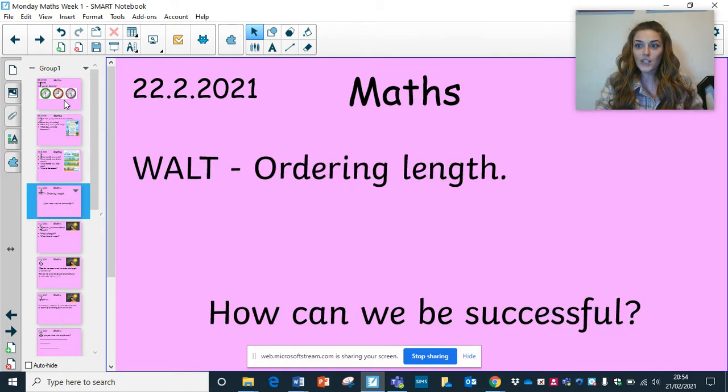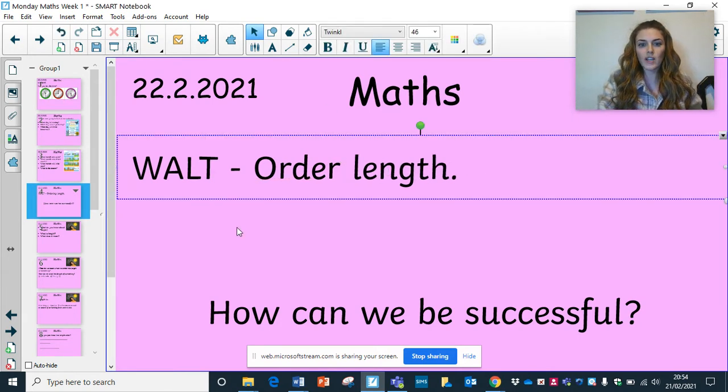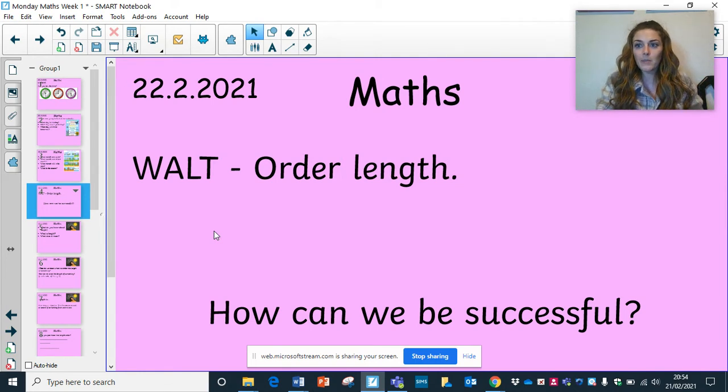So this is our learning for today. We are learning to order length. So let me change that to order length. So how can we be successful? To be successful today, we need to be able to understand what we mean by ordering and what length means and how we order length.